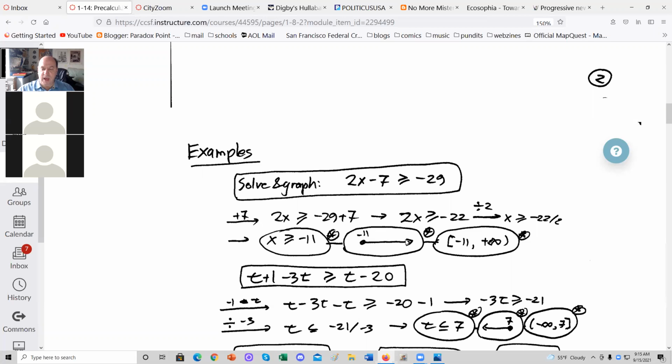Its graph is this half line, pointing to the right of negative 11, which is included. Its interval is bracket negative 11 to positive infinity.